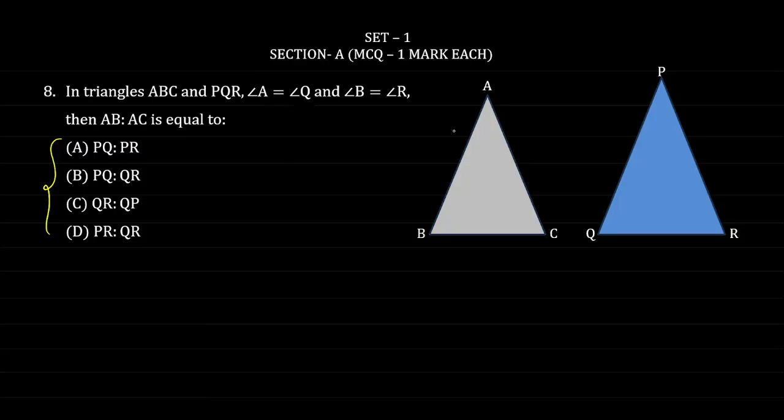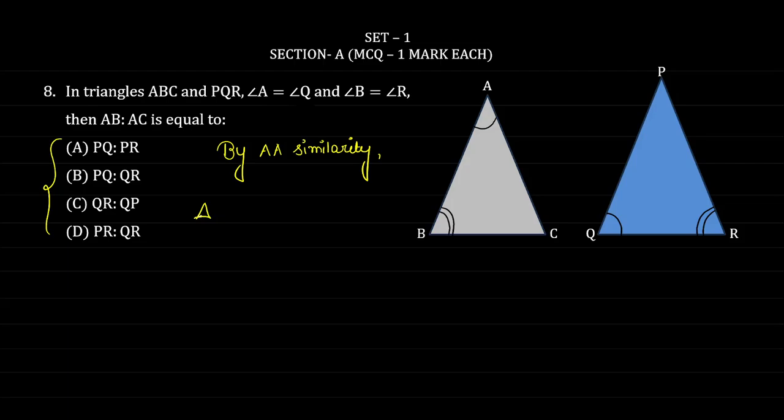So angle A is equal to angle Q, and angle B is equal to angle R. This is very important to highlight in the same order because that will decide the name of the triangles, right? So if this is the case, then by the double A similarity criteria, both the triangles are similar triangles.